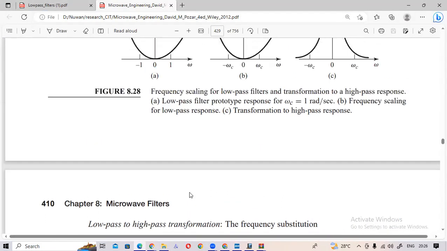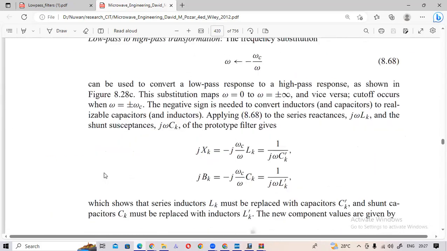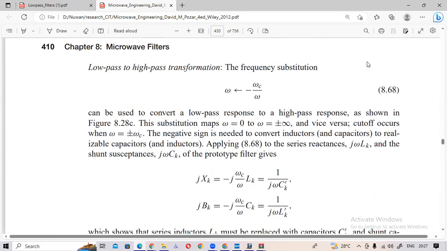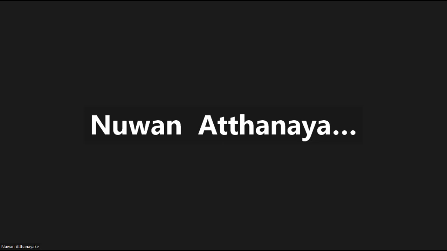Okay, so anyway, the basic is the low pass filter. We have to learn that one before going for other filters. Okay, so let's move to the low pass filter design. Okay, so actually for that one, I am not going to refer this reference book. Okay, reference book.